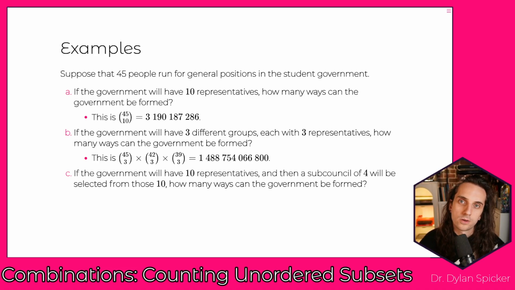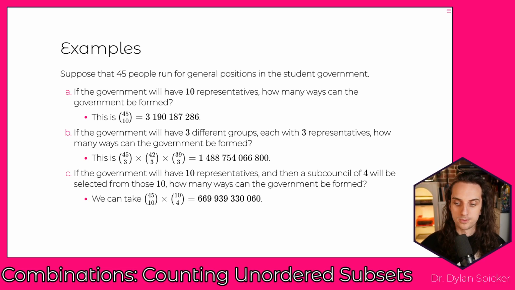We've already seen that before. But then we need a subcouncil of size 4 selected from those representatives. So then we have 10 individuals, we want to pick 4 of them, and that's going to form our subcouncil. And so we take 45 choose 10 times 10 choose 4. Break that down, and that gives us our total number over here.